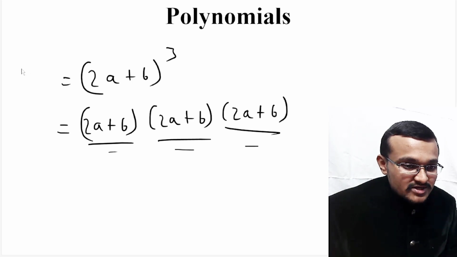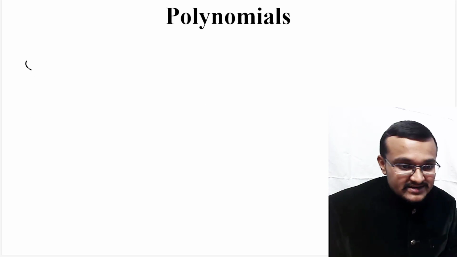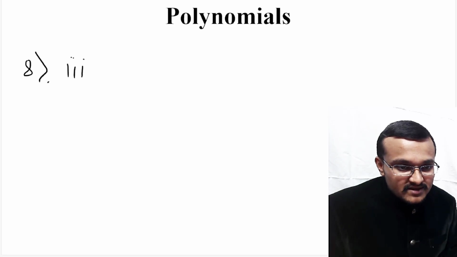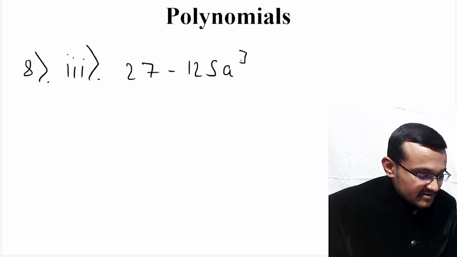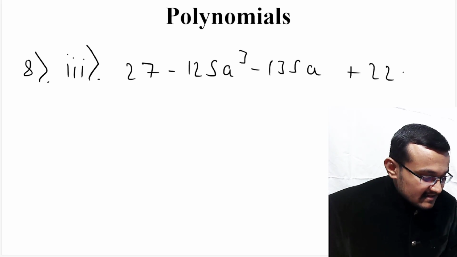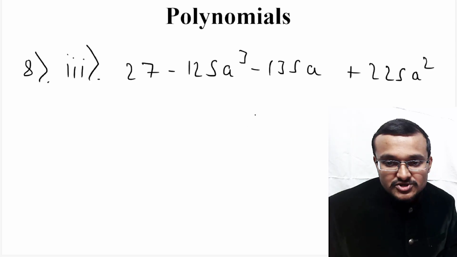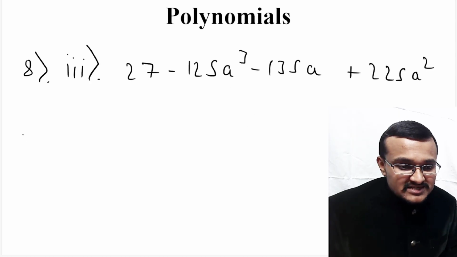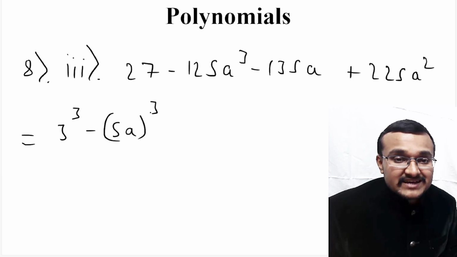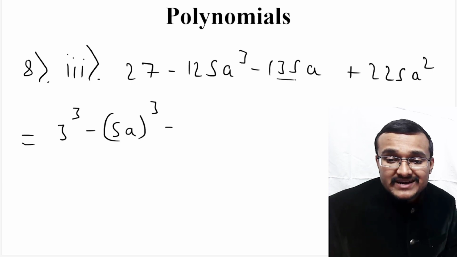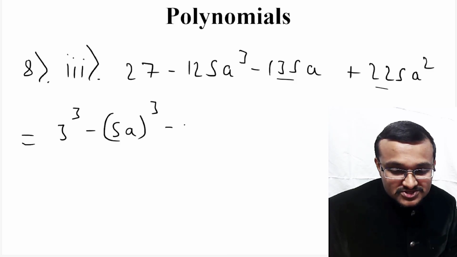Now we will look into the third question in this particular 8th question. In the third question you have 27 minus 125a cube minus 135a plus 225a square. Now you can see here, in the place of 27 you can write 3 cube, minus, in the place of 125a cube you can write 5a whole cube, because 5 cube is 125. So here you can take 45 common among these two.